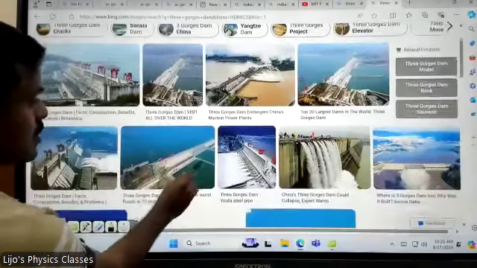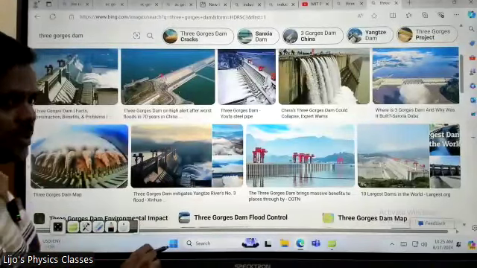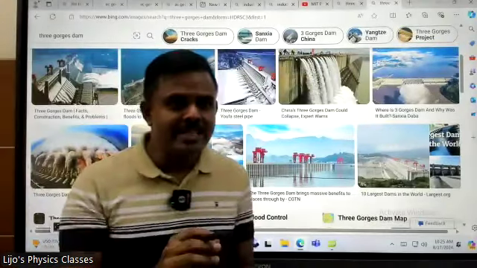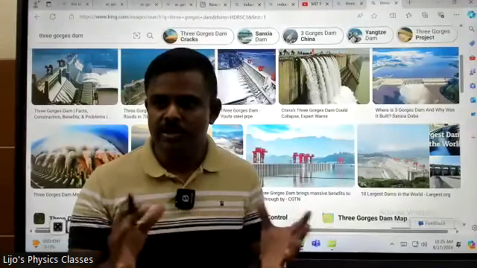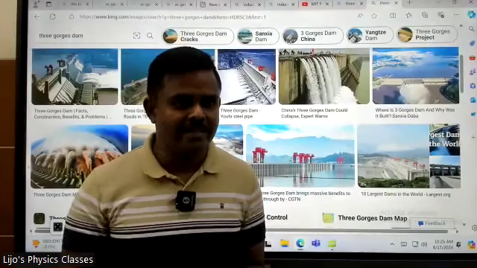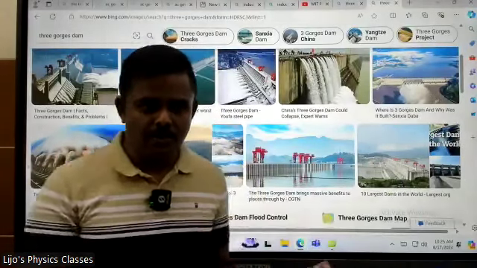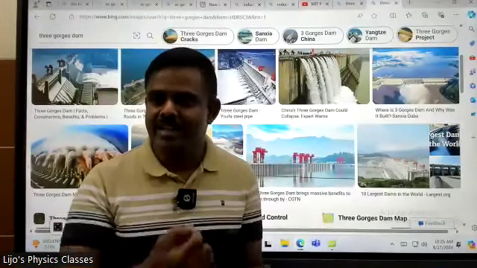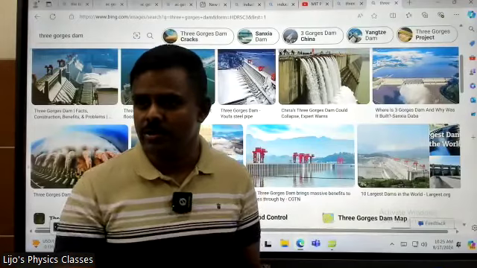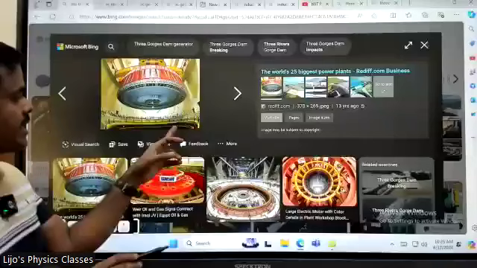Look at this, the largest dam in the world. It's so huge. It is believed that the Earth's speed of rotation is affected by the weight that the dam carries. It is not proved, but there is a belief that the Earth's rotation speed has been affected by the size of the Three Gorges Dam. And in fact, this is the generator inside the Three Gorges Dam.